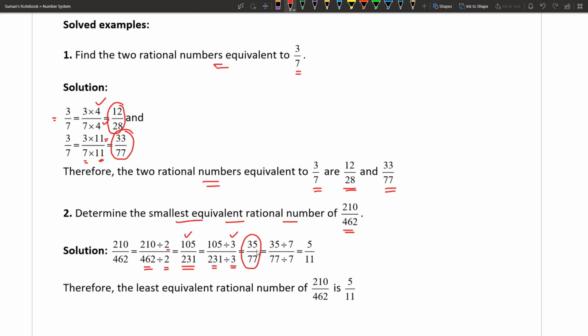Once again, 35 and 77 have a common divisor, that is 7. So we divide the numerator 35 by 7 and the denominator 77 by the same value, 7. So we get the rational number 5 by 11. Now the numerator 5 and the denominator 11 have no common divisor because both the integers are prime. Therefore we can say the least equivalent rational number of 210 upon 462 is 5 by 11.